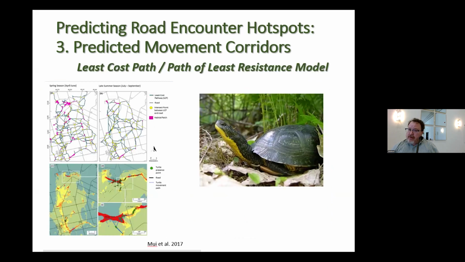You can also, slightly more sophisticated, if you know what kinds of habitat, land cover, or topography an animal prefers to move through or prefers to avoid, you can predict their movement patterns, perhaps a little more accurately, using least cost path or path of least resistance modeling. So it's a behavioral model that, again, you can use to infer where it's likely that animals encounter roads, if your assumptions about how animals move through the landscape are correct.